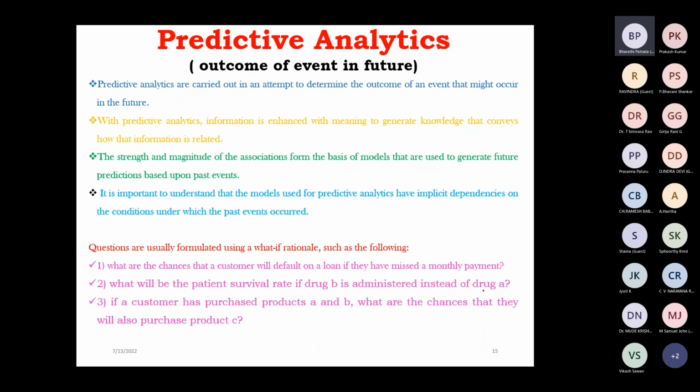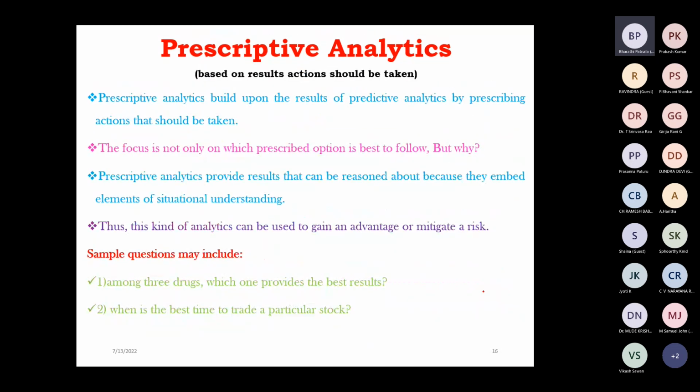And the final one is prescriptive. So that means what do I need to do? Now what do I need to do? Okay, so this is based on the results, or actions that should be taken. So in prescriptive analytics, we are taking the results of predictive analytics by prescribing actions that should be taken. Here the focus is not only on which prescribed option is best to follow, but why we should follow it.